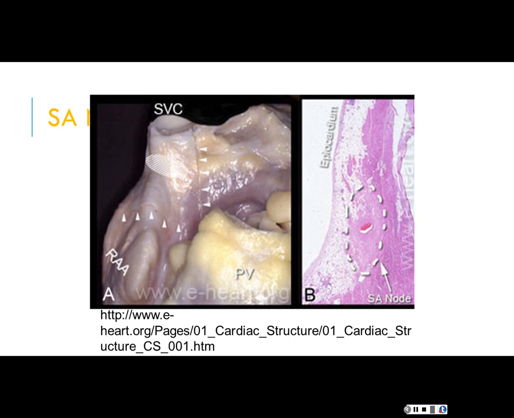And the SA node is located on the right side, right above the right atrium, where the superior vena cava drains into the right atrium. That's where it's located. And it would be connected to all these muscle cells by what? Gap junctions.